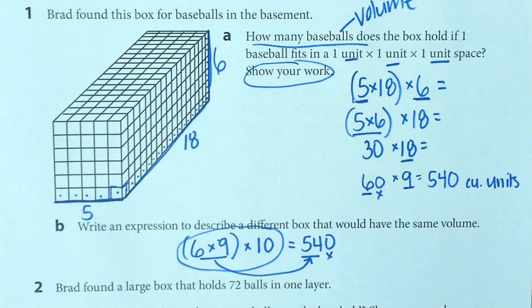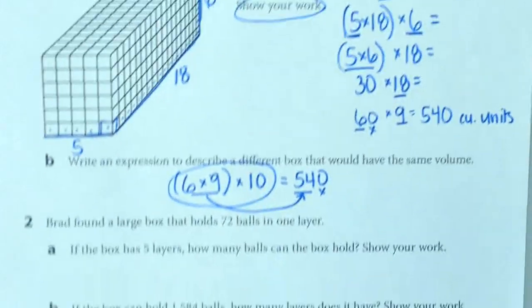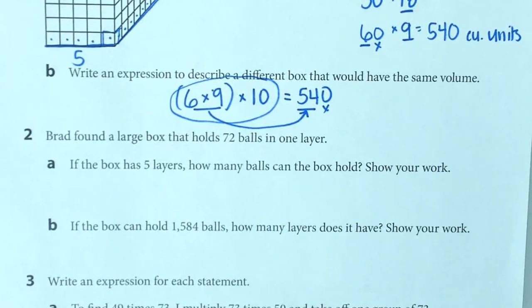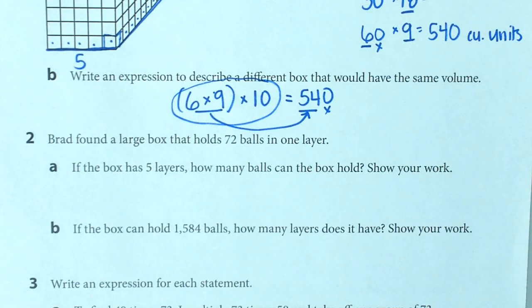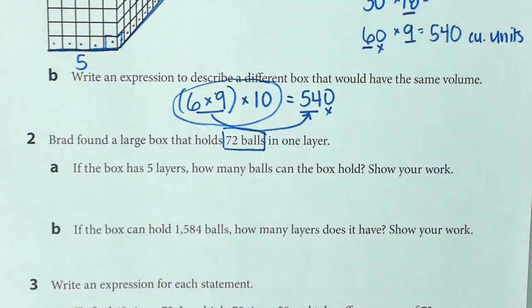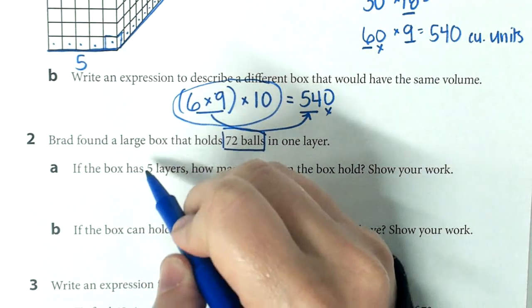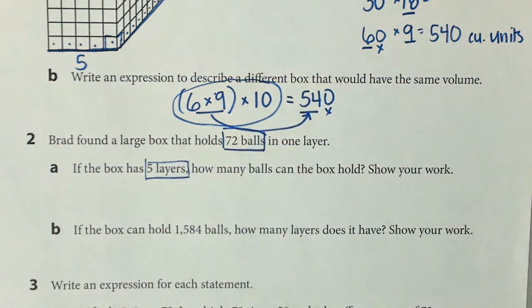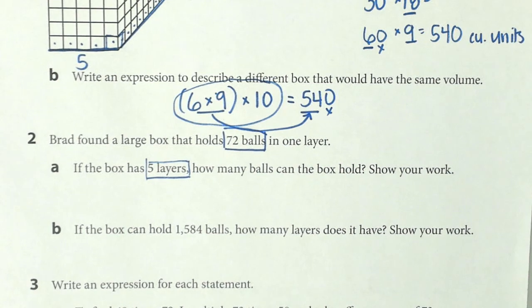Remember, if I'm going too fast at any time in this video, you get to pause it to catch up. All right, let's go to number 2. Brad found a large box that holds 72 balls in one layer. Let's put a box around 72. If the box has 5 layers, how many baseballs can the box hold?